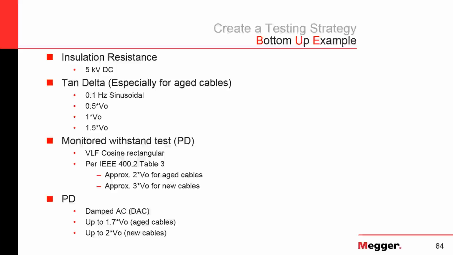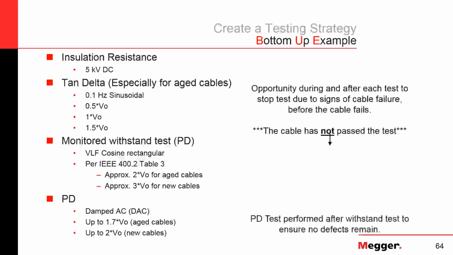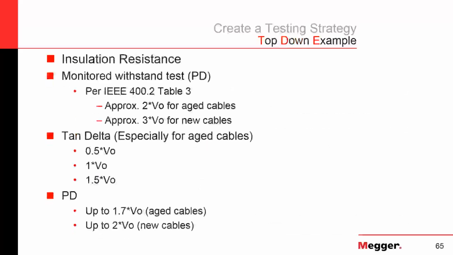The next test would be a monitored withstand test, or it doesn't have to be monitored, but that's with your VLF withstand test. We apply approximately 2 or 3 times rated voltage for the cable based on the IEEE 400.2 Table 3 charts. And this is our hour-long test. And finally, we finish with a PD test, preferably damped AC, up to 1.7 times rated voltage for aged cables or twice rated for new cables. That way, if any of those weak spots show themselves late in the monitored withstand test, we have an opportunity here to catch them as well.